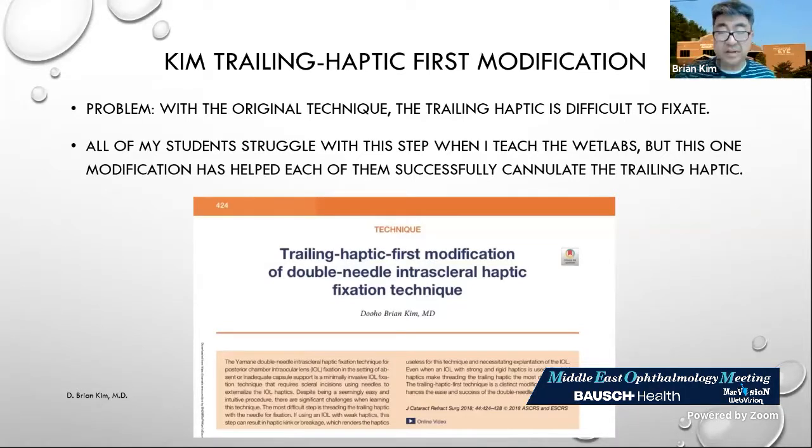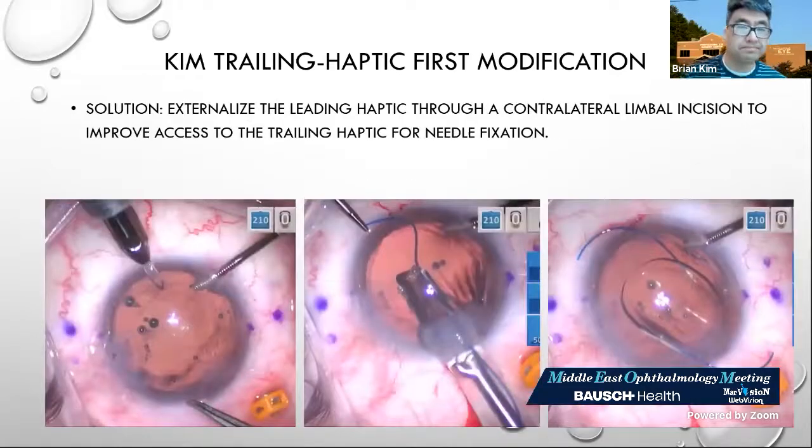I think I submitted it in 2018. Whenever I've taught this technique in the wet lab, the original technique, everyone struggles with the trailing haptic. But when I show them this modification, they're able to successfully cannulate the trailing haptic without any problems.